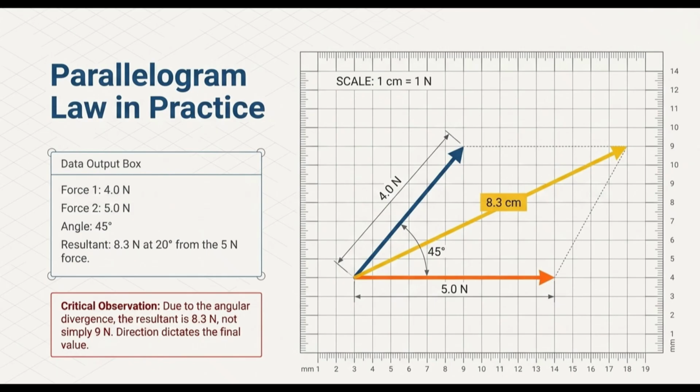So now let's see how to do it practically. Let's apply the parallelogram law to an example. Here, one force acts horizontally while another one acts at an angle. Using the chosen scale, we can draw both vectors, complete the parallelogram, and measure the diagonal. So the diagonal gives the resultant vector.